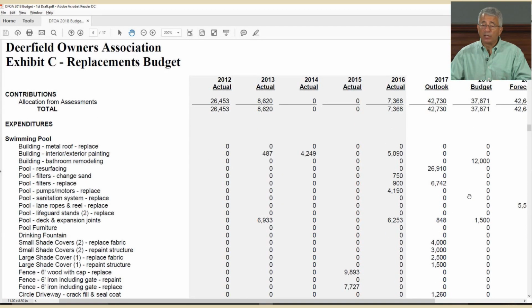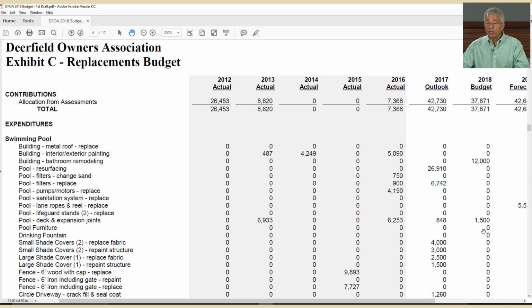We then move on to Exhibit C. This is our replacements budget. It shows us what we've done in the past. Here we have all of our assets listed. We'll get to Exhibit F in a moment, which actually is our reserve analysis. For example, in 2016 we spent $5,000 on repainting the interior and exterior of the pool building. We did these projects in 16, these in 13. Right here, if you recall, I said that we were going to be remodeling the restrooms. Well, there it is, 2018 budget, $12,000 for restroom remodeling at the swimming pool.